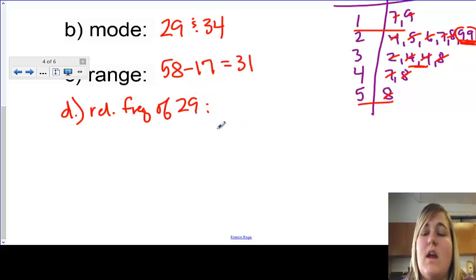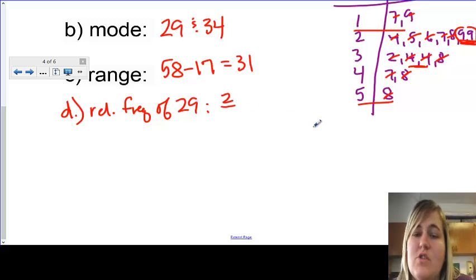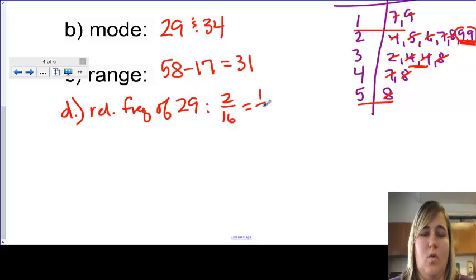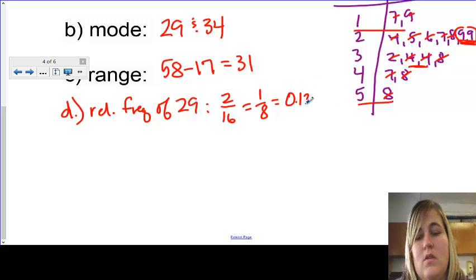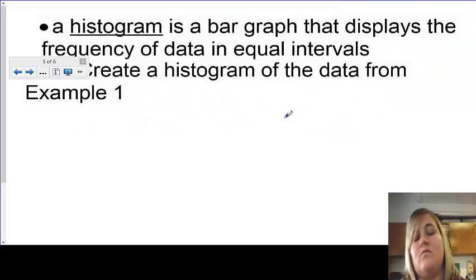Well, how many times does 29 occur? It occurs 2 times. So I'm going to put 2 over how many numbers are there? I have 1, 2, 3, 4, 5, 6, 7, 8, 9, 10, 11, 12, 13, 14, 15, 16. So 2 out of 16 or 1/8, and 1 divided by 8 gives me 0.125, which you could write as a percent as 12.5%.